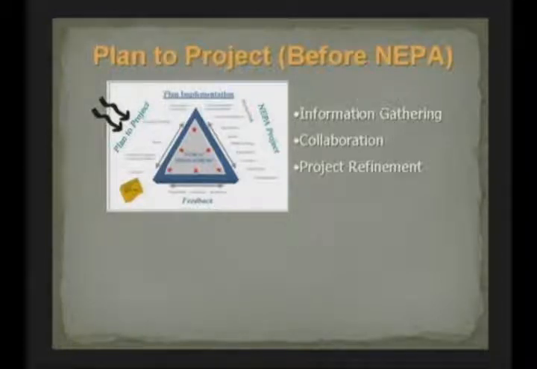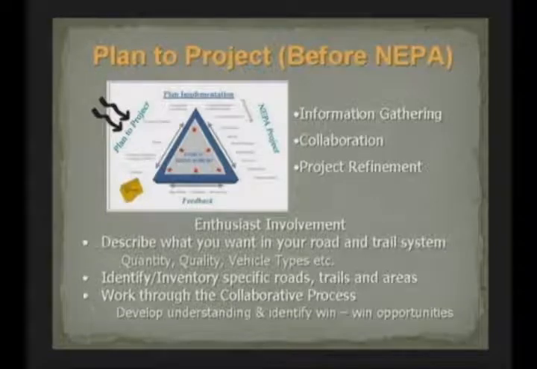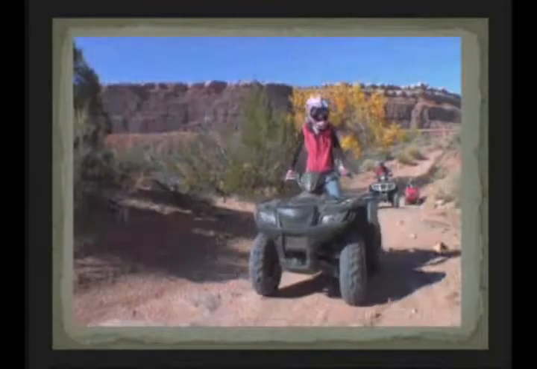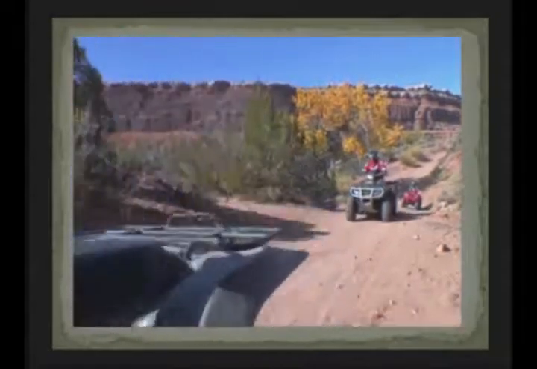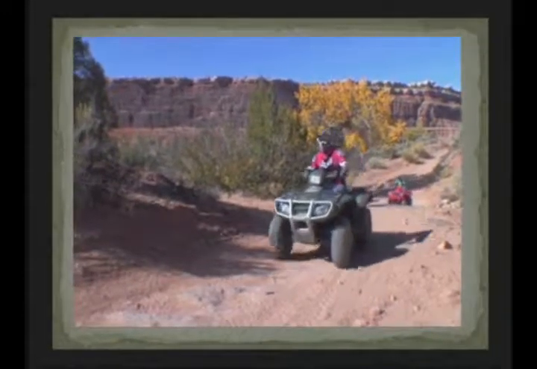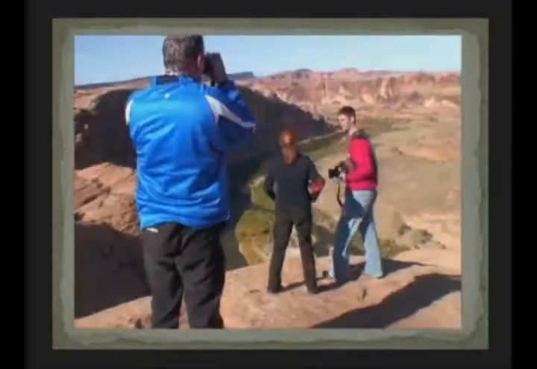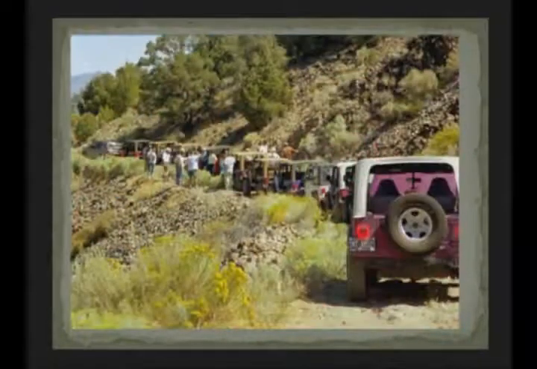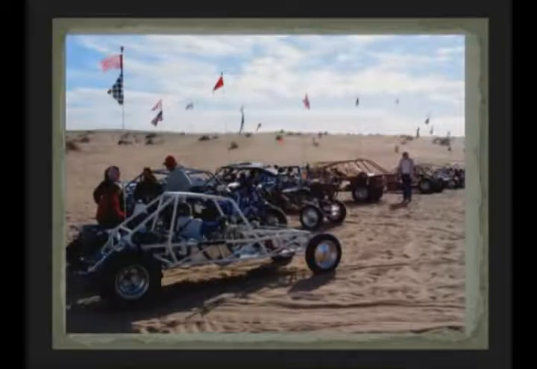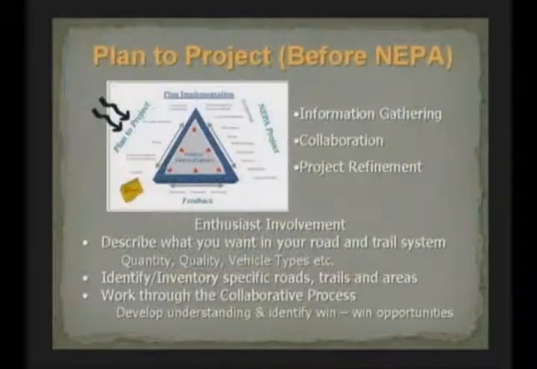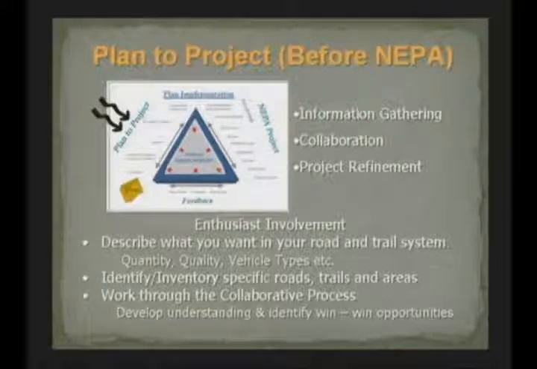As enthusiasts who are involved in the process, we need to make sure we describe what we want in our road and trail system. For instance, the quantity and quality of the roads and trails and vehicle types that will use the system, etc. We must identify and inventory specific roads, trails, and areas. And we must work through the collaborative process to develop understanding and to identify win-win opportunities.